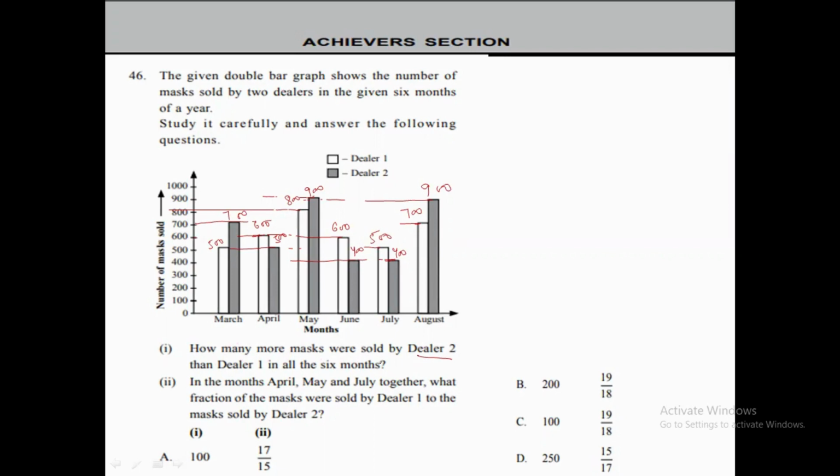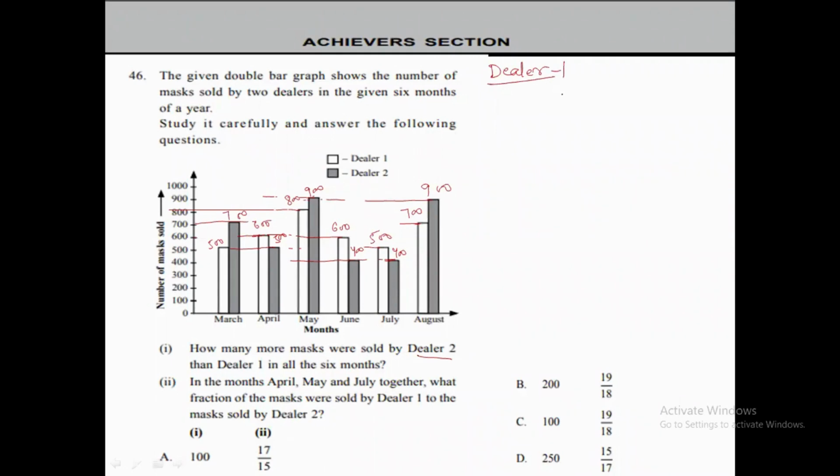Okay, now how many more masks were sold by dealer 2 than dealer 1 in all the 6 months? So first we need to add them all. So let's make a count of dealer 1.